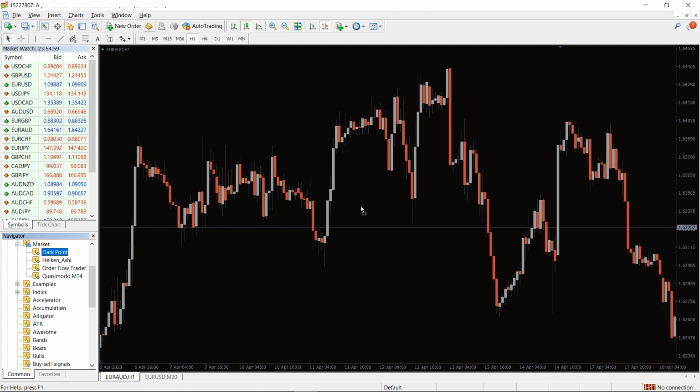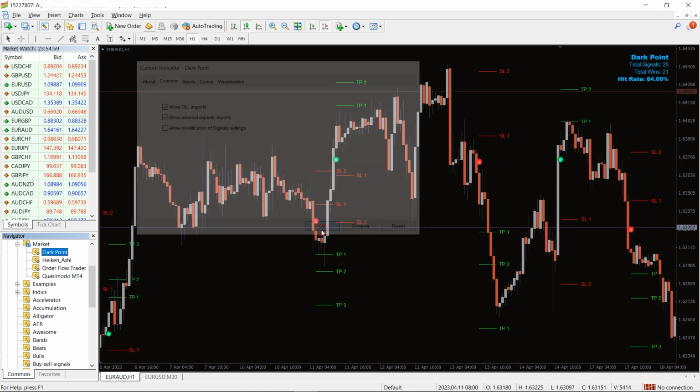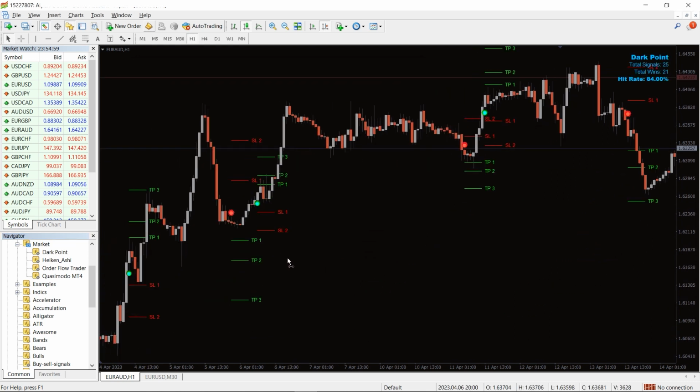To run this indicator, simply drag the Dark Point indicator from the indicator list to your MT4 chart. And please don't forget to click on the Allow Daily Import in the settings window.